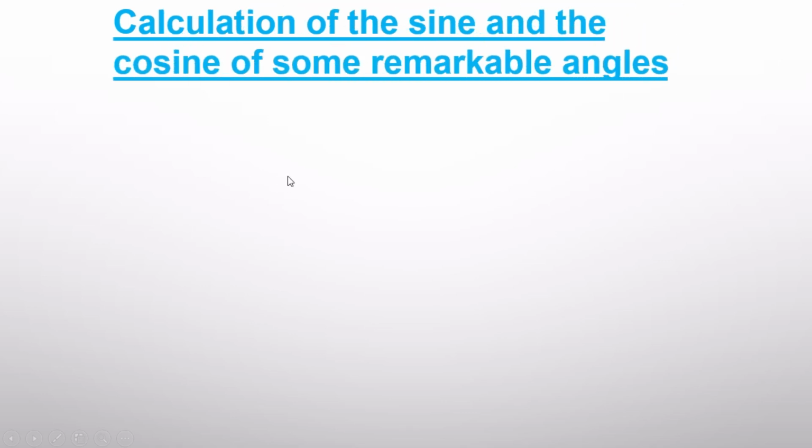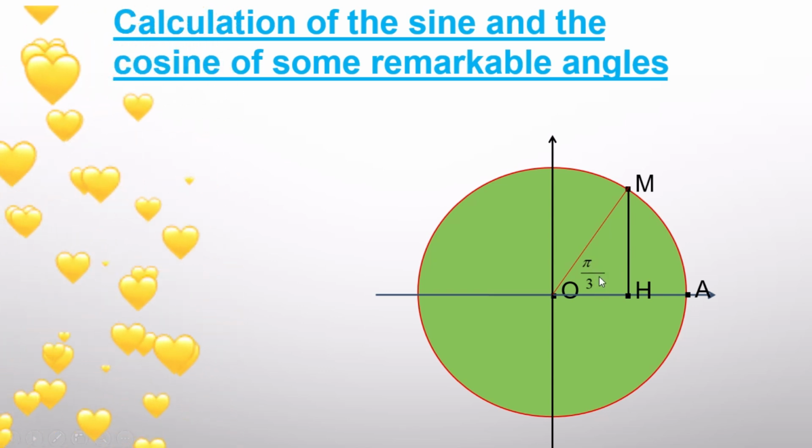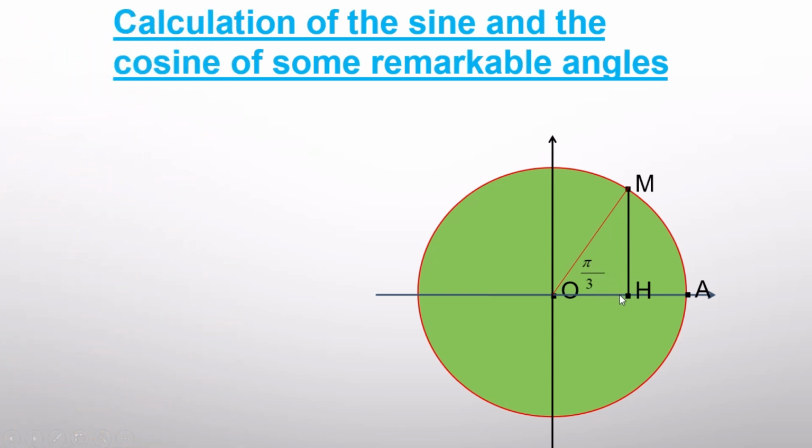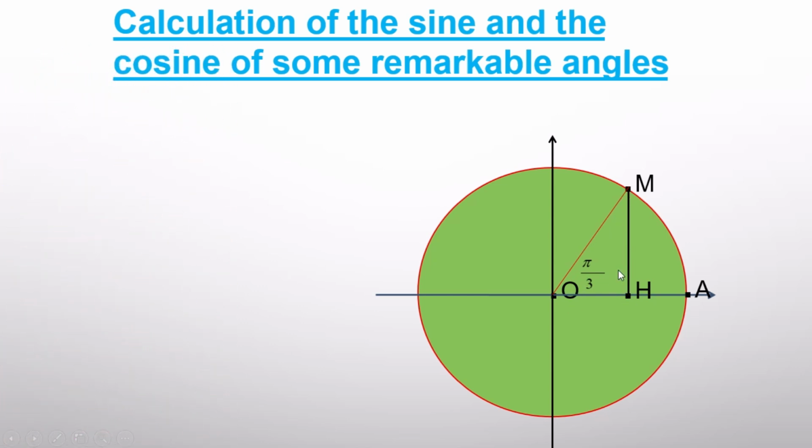Calculation of the sine and the cosine of some remarkable angles. So here is A, the origin of the oriented angles, and here the angle 60, pi over 3. Pi is 180 degrees, pi over 3 is 60 degrees, and here we have 90, 60, so we still have 30. This triangle is what? It is semi-equilateral.